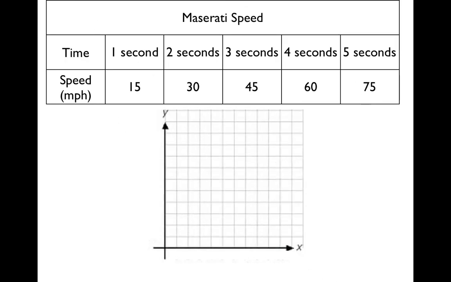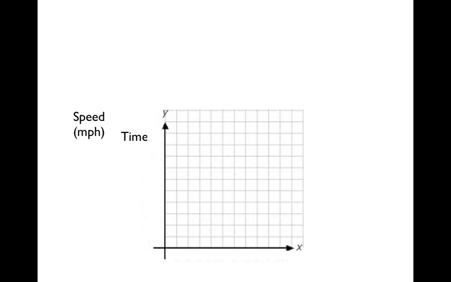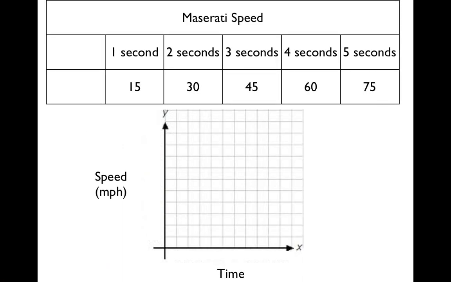Let's talk about some fast cars, Maserati speeds. I take my x and my y. My time is my x, my y is my speed. I label my seconds, 1, 2, 3, 4, and 5. And then I notice that there's a pattern. When I have 1 second, I have 15 miles per hour. At 2 seconds, I'm going 30 miles per hour. 3 seconds, 45. 4 seconds, 60.